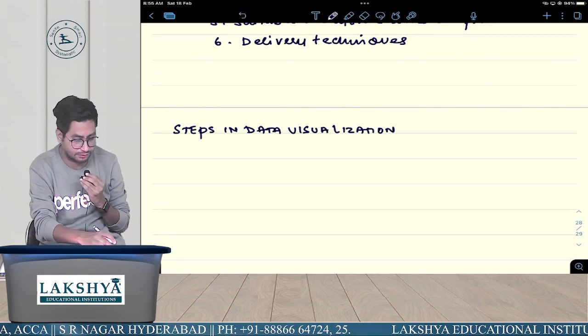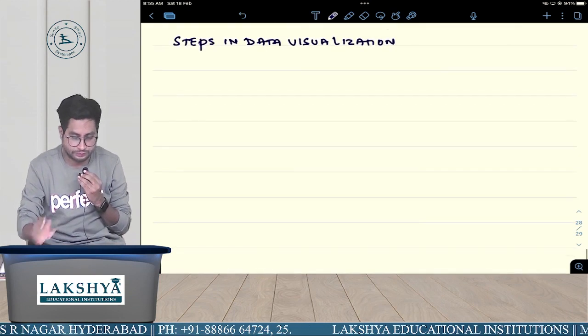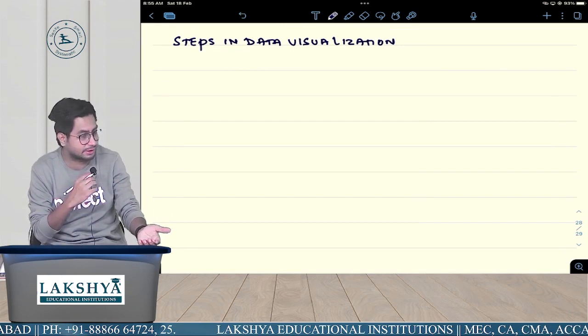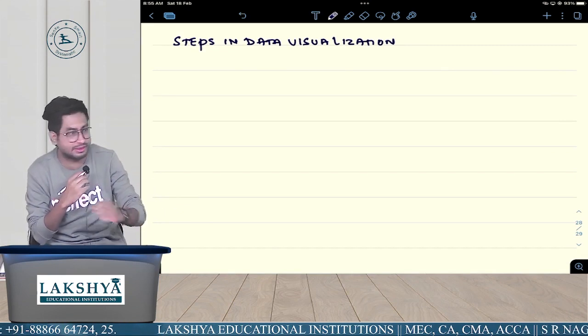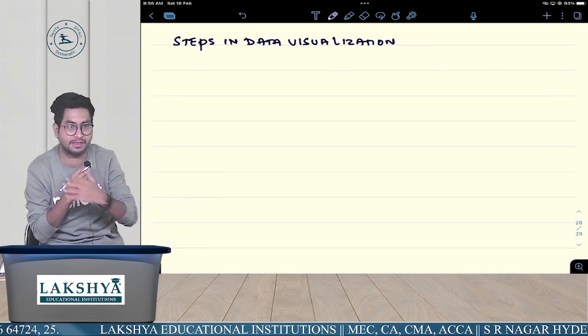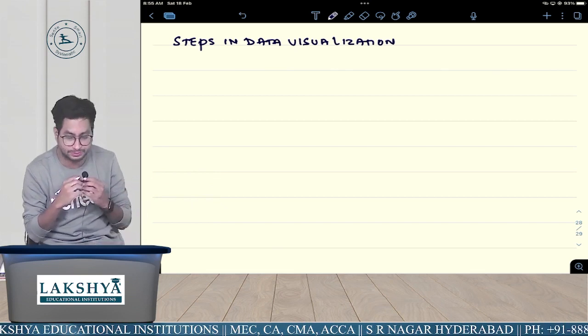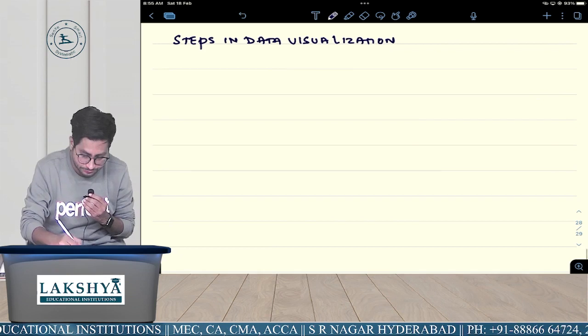Steps in data visualization. Clear? Means if I want to present the data, can I directly start writing a report? Can I directly start preparing a report, or do I need some steps I have to keep in mind? Some steps I have to keep in mind. What are those?